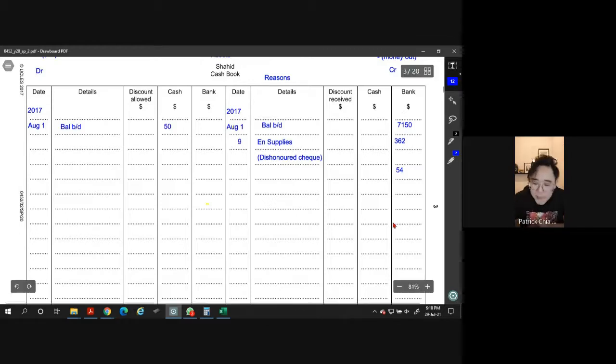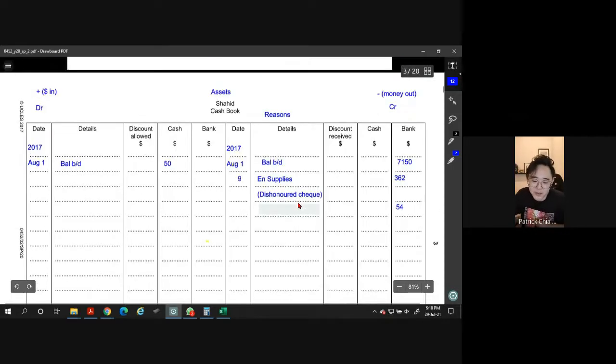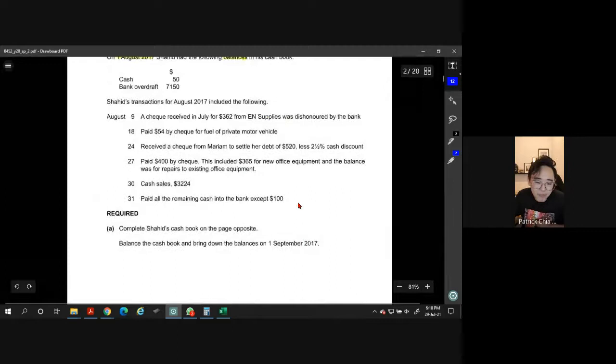Okay, now come back to the details. Details wrong means GG cannot get marks. All right. So what should I put here? So here they say paid by check for fuel of private motor vehicle. Okay, you put, shall we say, motor vehicle. Any other answers? Any other answers? Try, guys. Just try only.